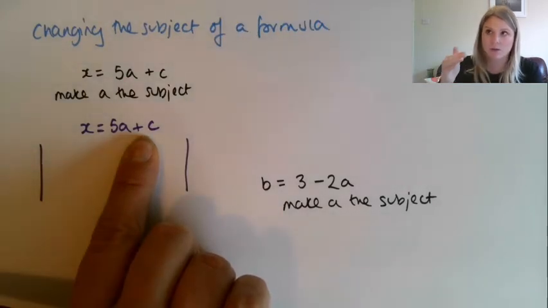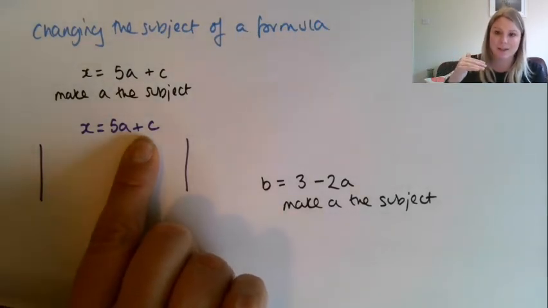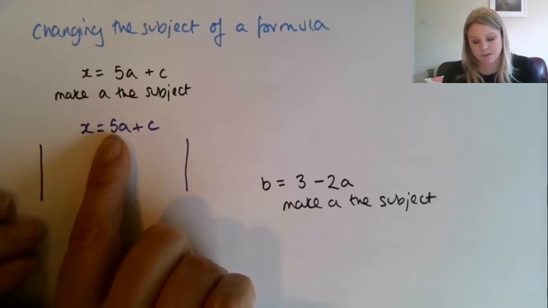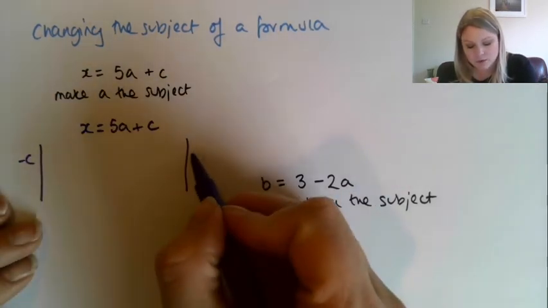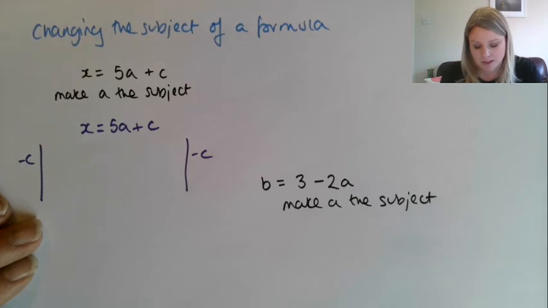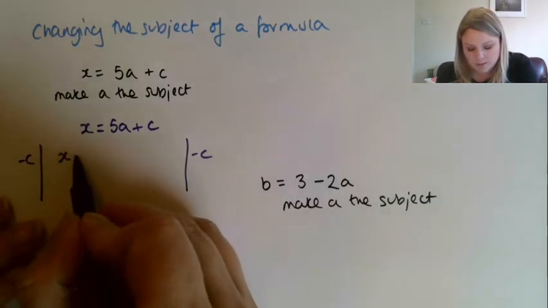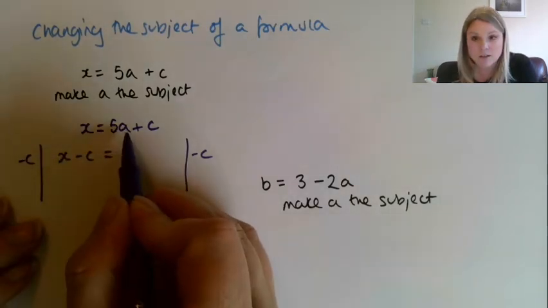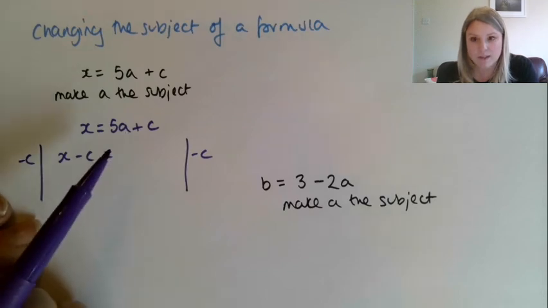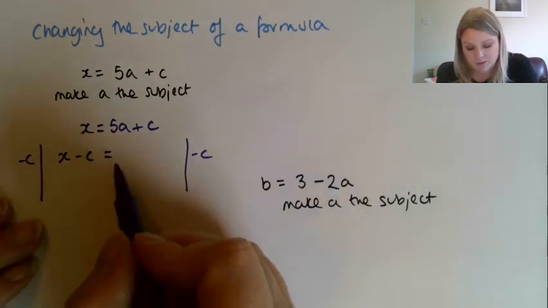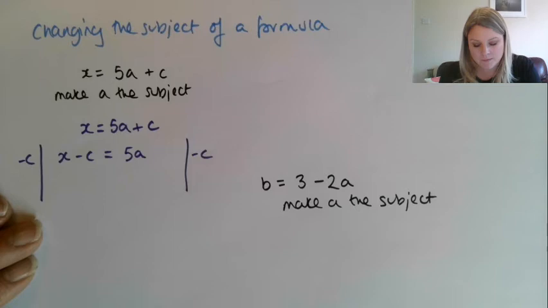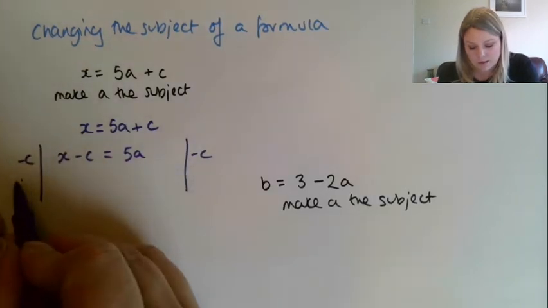So I said a is getting multiplied by 5 and then c is getting added on. So we need to do the opposite of that. We need to take c away and then divide by 5. So take away c, and for it to remain balanced, do that to both sides. So we get x minus c. And over here, if we have 5a plus c take away c, then we're just left with 5a. Then to get a on its own, we have to divide by 5.